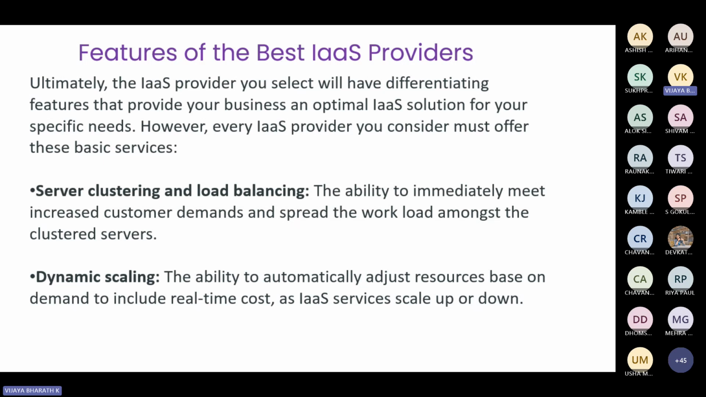Next is dynamic scaling. As I told you, you're running a VM, or a single VM which is running a business critical application, and you want to automatically scale a new machine when this machine is overloaded. That is necessary. After the load is reduced, automatically that VM should be shut down, and only the primary VM or the parent VM should run after the scale down.